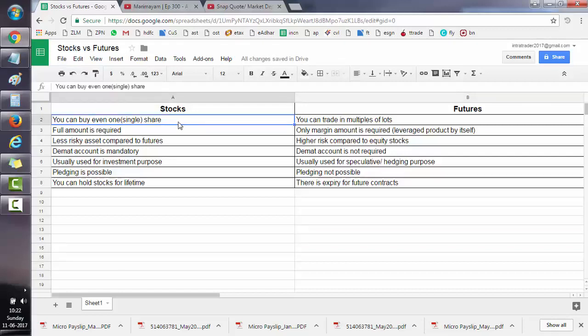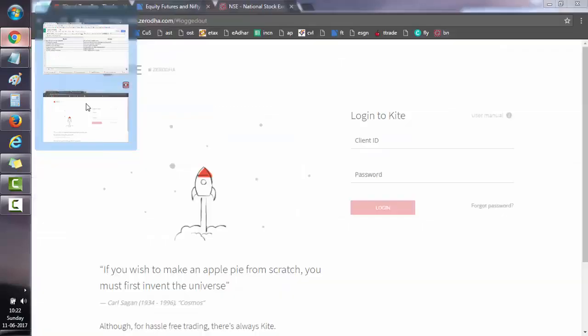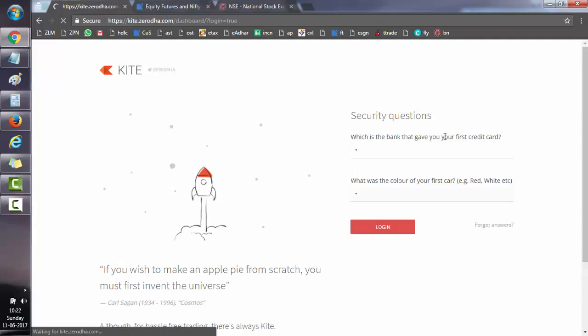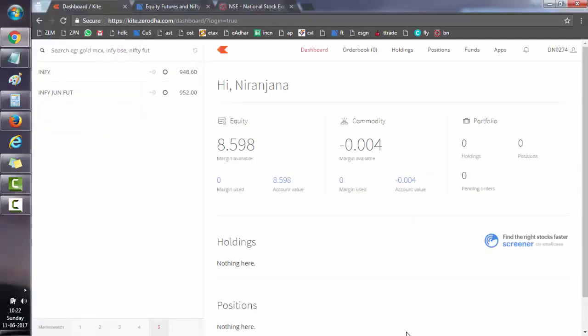First difference I have noted down is that in case of equity stocks, we can buy even one stock, whereas in case of future contracts, we have to always buy in multiples of lots. Let's try to understand this. As always, I am logging into the trading platform, and from here, this is Sky Trading platform of Zerodha. From here, I am logging in, and I'm going to show you the difference between equity stock and future contract.